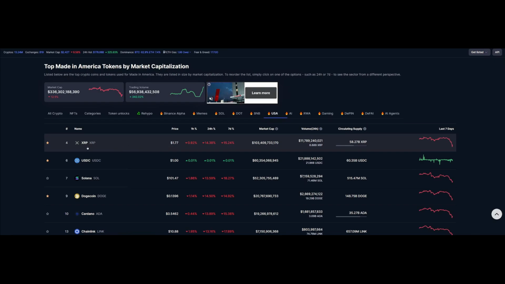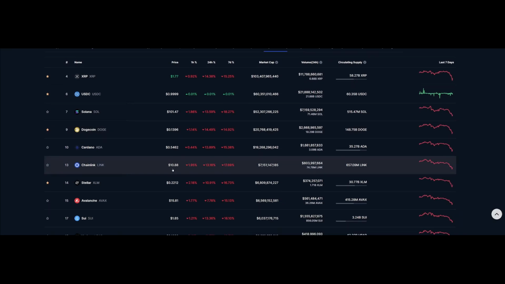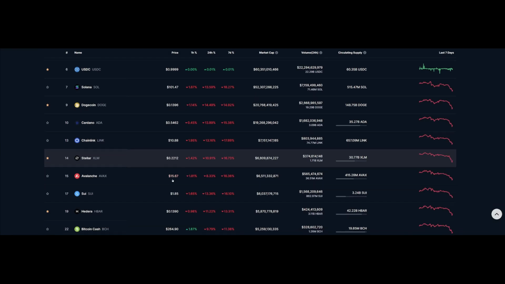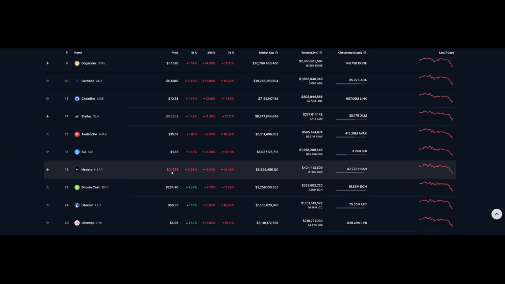Look, XRP is down to 1.77. Okay, if you want in, perfect time. It's down 15.25% in the last 7 days. Perfect time to get this, it's 22 cents. You just saw HBAR on that list, 13 cents. Perfect time to get it.